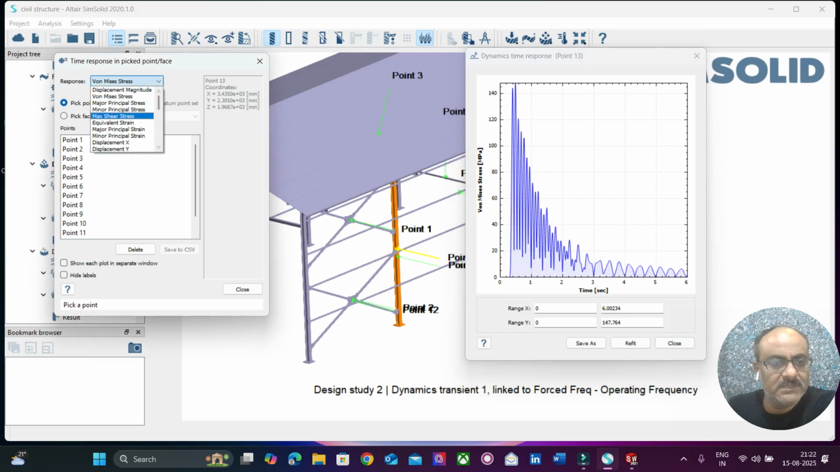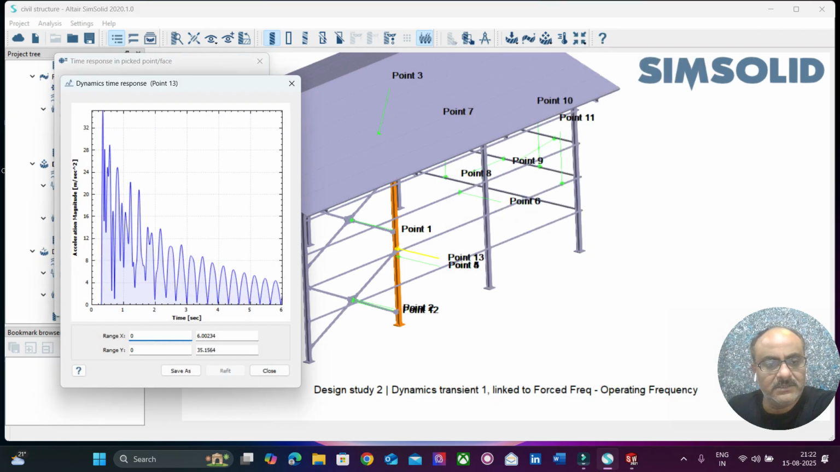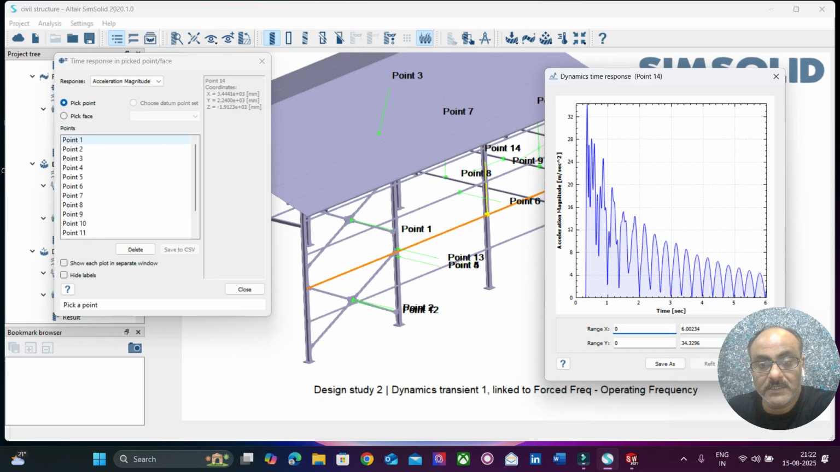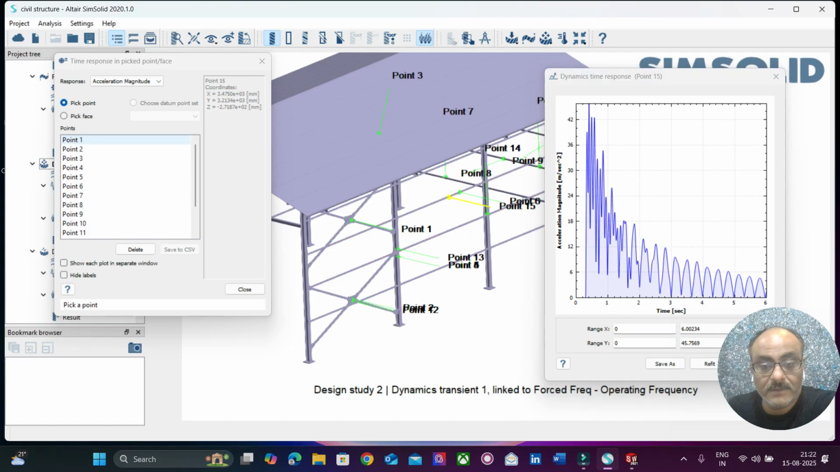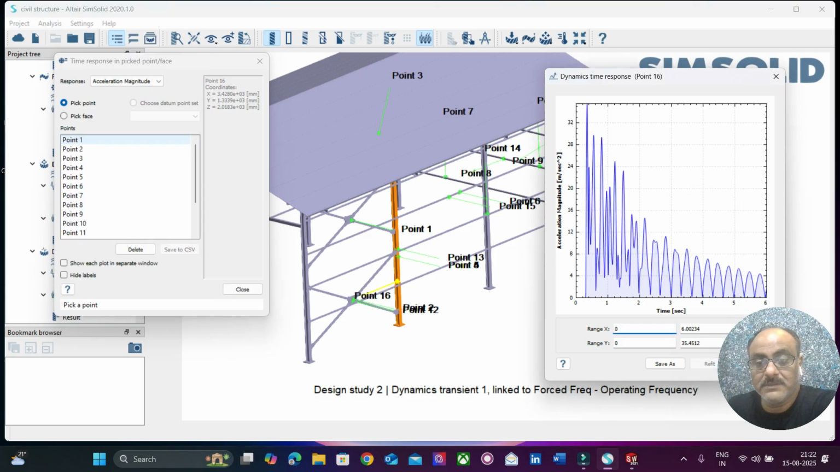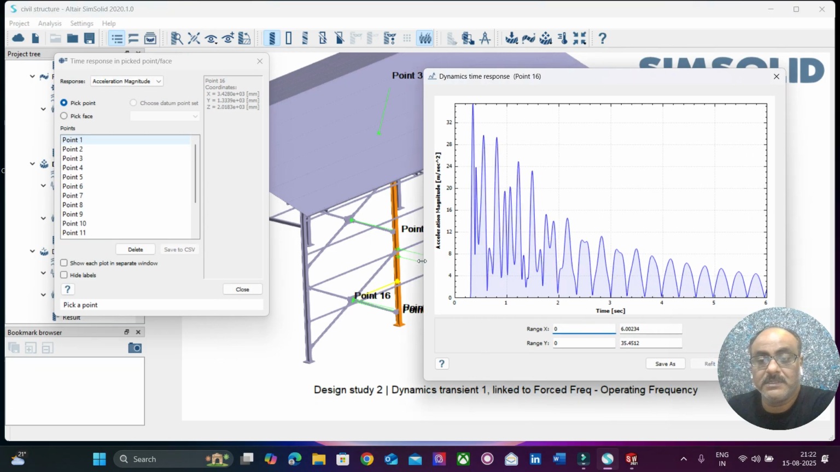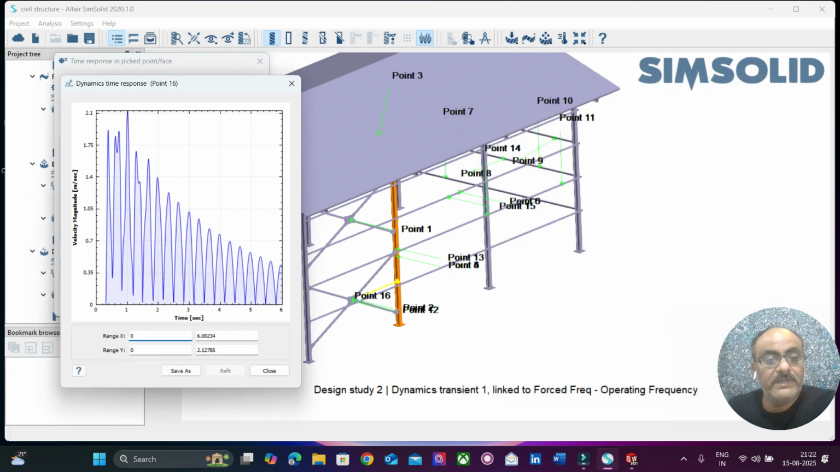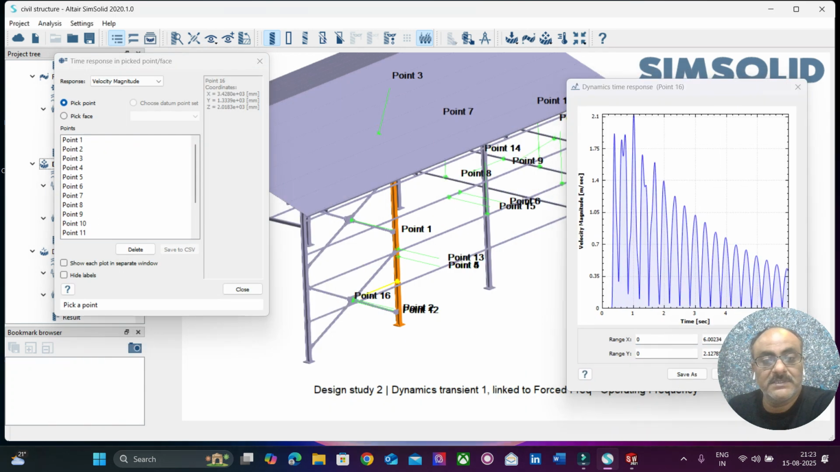Now let's see what the acceleration is. This is the acceleration for that particular member. Now for this member, this is how the acceleration is. This is how it is getting accelerated. Now this member is going to be like this. So these are the peak responses, accelerations. Now we have the velocity of the structure.